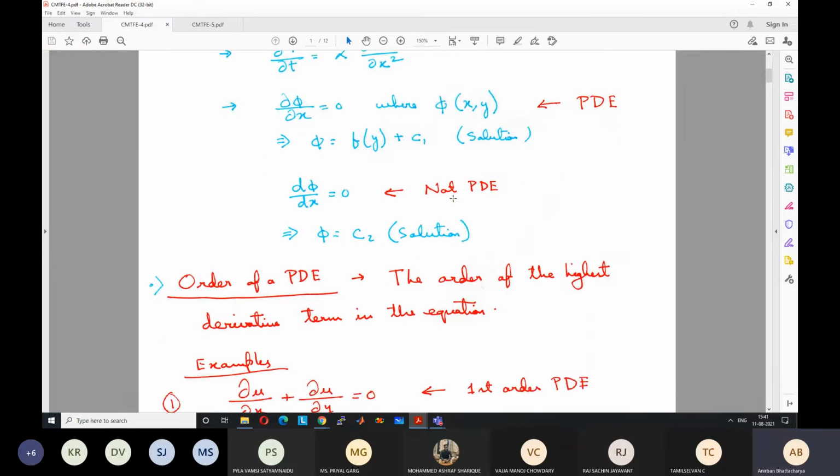On the other hand, if I have an equation like dφ/dx equal to 0, where φ is only a function of x, in that case, it's an ordinary differential equation. It's not a PDE, and the solution will be different. If you integrate this, you will just get φ equal to some constant, because it's not a function of y. So that's why these two equations are very different. One is a PDE, one is not a PDE. We will know when it is a PDE by knowing whether φ is a function of more than one variable or not.